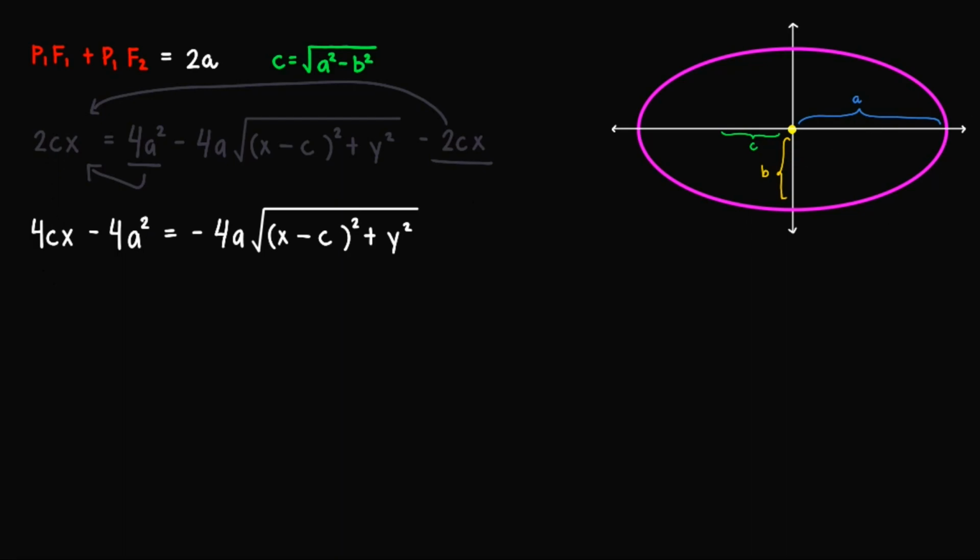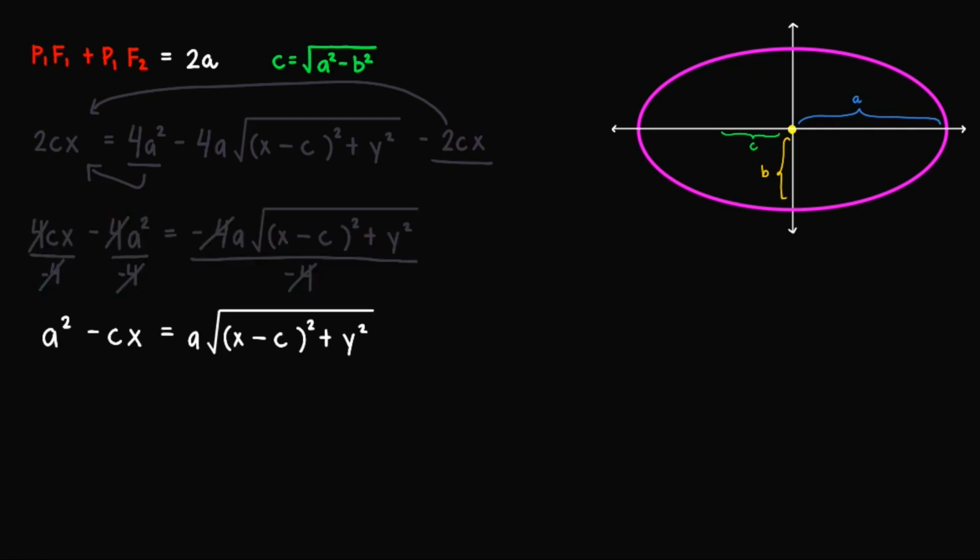And then from here, observe that there is a common factor out here of 4 or negative 4. So this is just by some manipulation. And then that means that we can divide negative 4 in every side of the equation. So these would cancel out and we'll be left with a squared minus cx equals a times the square root of x minus c squared plus y squared. So I think that part is quite confusing, but I hope you got that one. If you have any questions, you can comment it down below and I'll try my best to explain what happened out there. Okay, good. So let's continue.